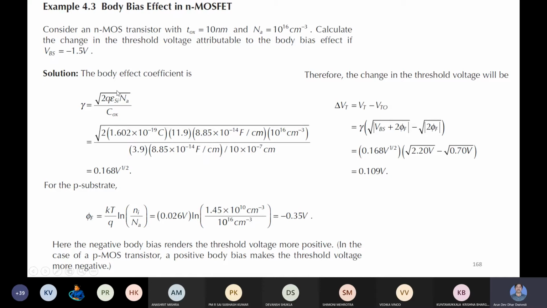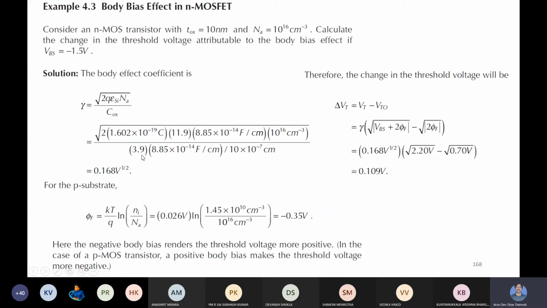So in this body effect, we know that the body effect coefficient gamma must be calculated first, which is root of 2q epsilon si Na by COX. Obviously 2 into the electronic charge, then epsilon of silicon, the relative permittivity is 11.9, and it should be multiplied by epsilon naught, 8.85 into 10 to the power minus 14. Na is given, Na is 10 to the power 16, and COX we can calculate. COX is epsilon ox by tox.